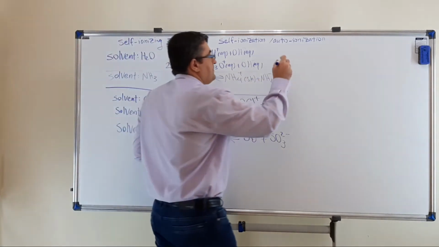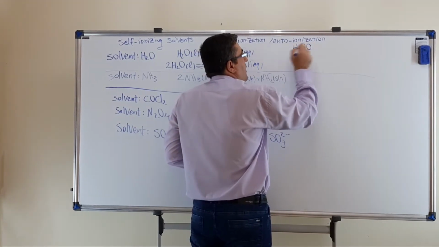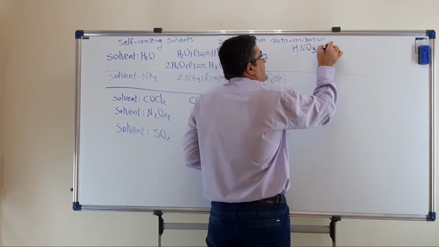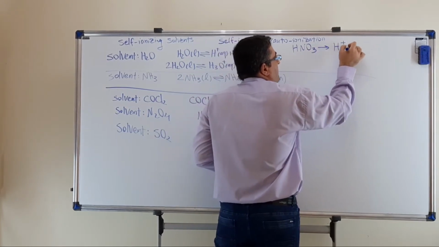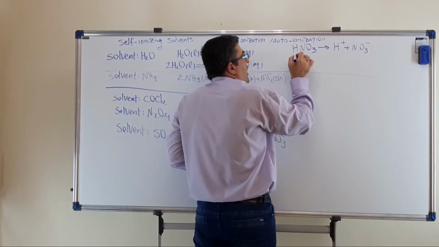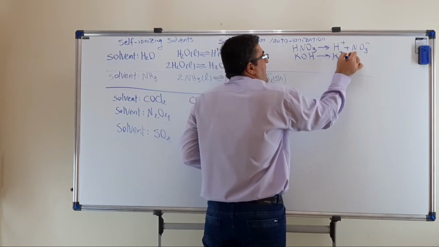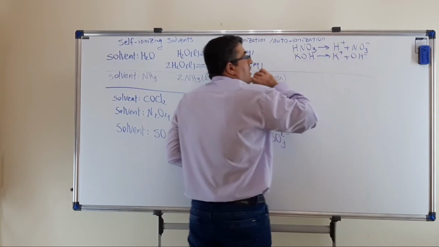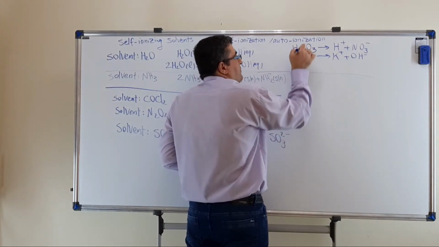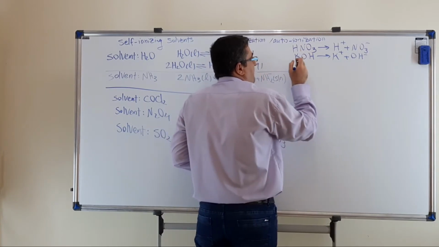For example, in water, nitric acid, HNO3, is an Arrhenius acid because it can produce H+ in water. On the other hand, potassium hydroxide is an Arrhenius base because it can produce hydroxide ion in water. And the acid-base reaction between these substances is in this way, like this.